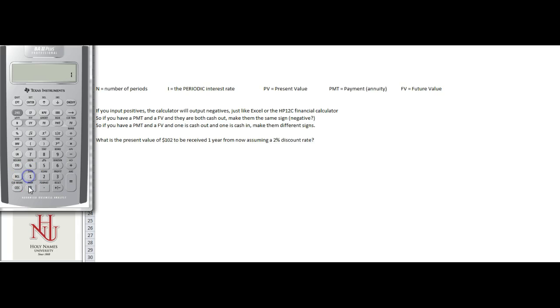$102. Let's put that in as a positive number that we're going to receive, let's say, a year from now. And so now when we solve for the present value, we should get a negative 100. So let's hit compute, PV, sure enough, a negative 100. If I put $100 out of my pocket today, let it sit there for 1n, and earn 2% interest, at the end of 1 year, I'll have $102. There's the 102.